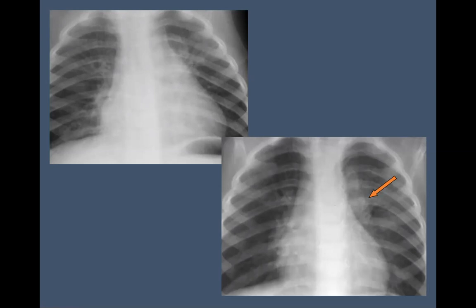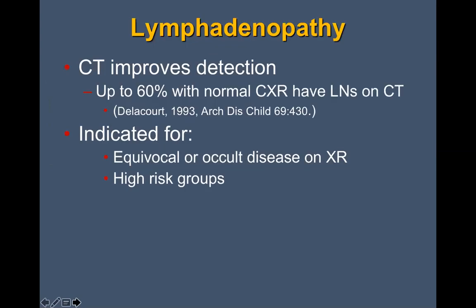So having a well-positioned film with a good degree of inspiration and having a lateral view is the key to really being able to see lymphadenopathy successfully on chest radiographs. And even then, it can be somewhat challenging. So CT, of course, does better.